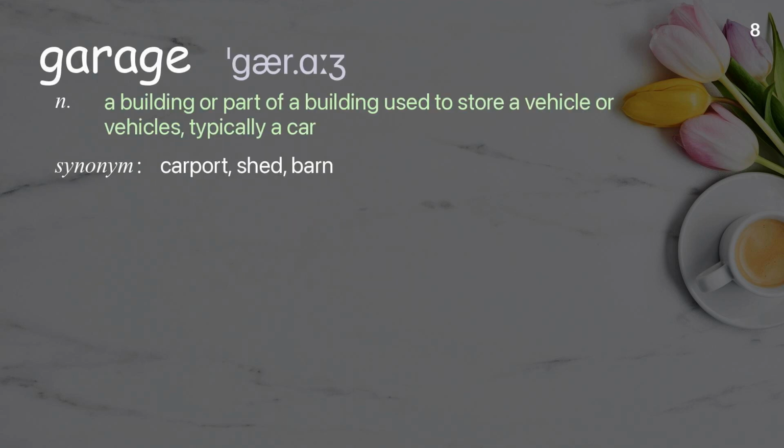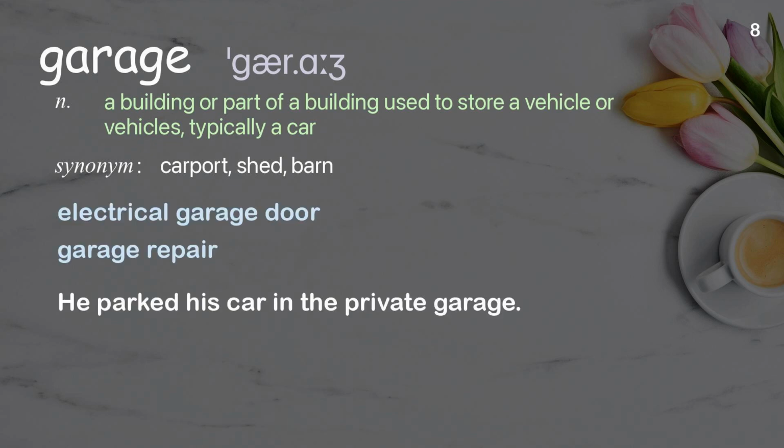Garage. A building or part of a building used to store a vehicle or vehicles, typically a car. Examples: Electrical garage door. Garage repair. He parked his car in the private garage.